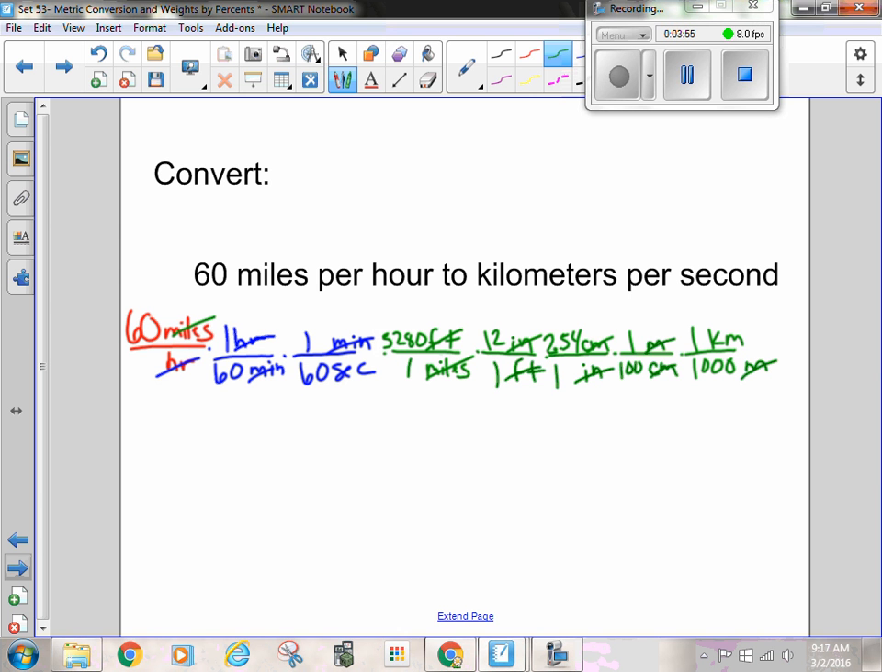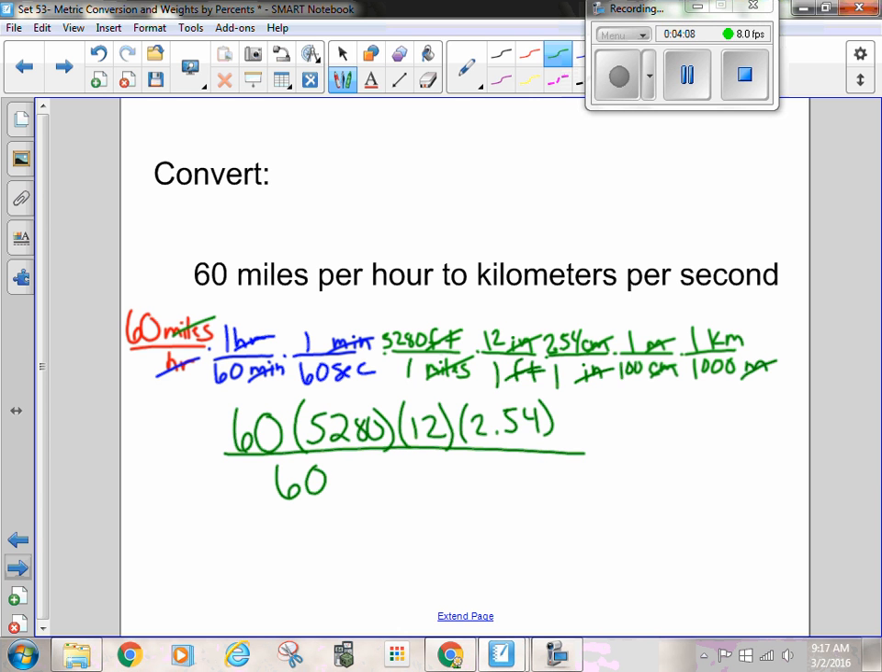So meters is canceled. All right, so let's just write what we have for math. We have a 60 on the top, 5,280, a 12, a 2.54, all over 60, 60, 100, and 1,000. All right, so there we have. That's just the work. I'm not calculating it out for you. That's just our work to see what we have from miles per hour to kilometers per second.